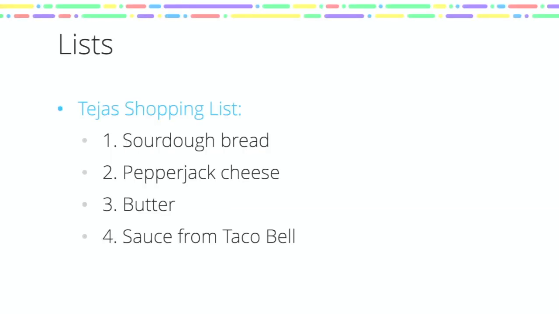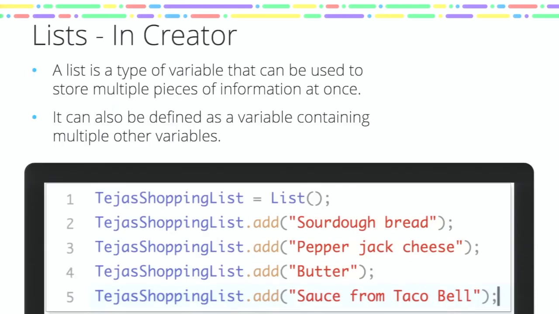The first thing is the concept of lists. I like to make grilled cheese sandwiches, and my grilled cheese sandwiches consist of 4 key ingredients. I've got bread, cheese, a little bit of butter, and some sauce from Taco Bell, because it's the best stuff in the world. Basically, I can make something called a list. I've got a variable here called Tejas' shopping list, a single variable with one name, and I define it as a list. Inside that list, I can add multiple pieces of information.